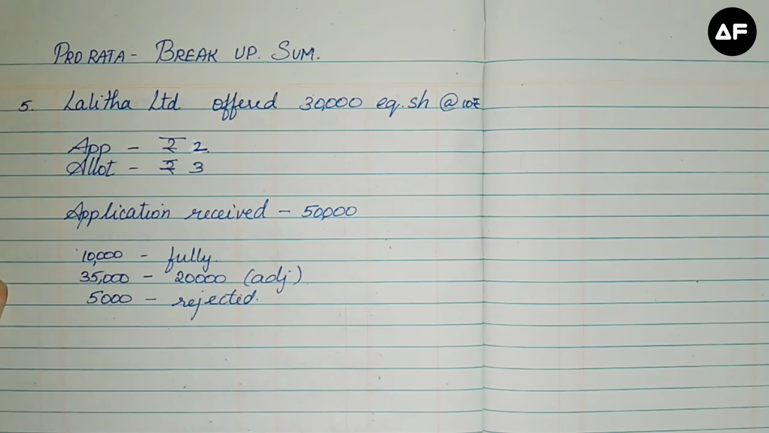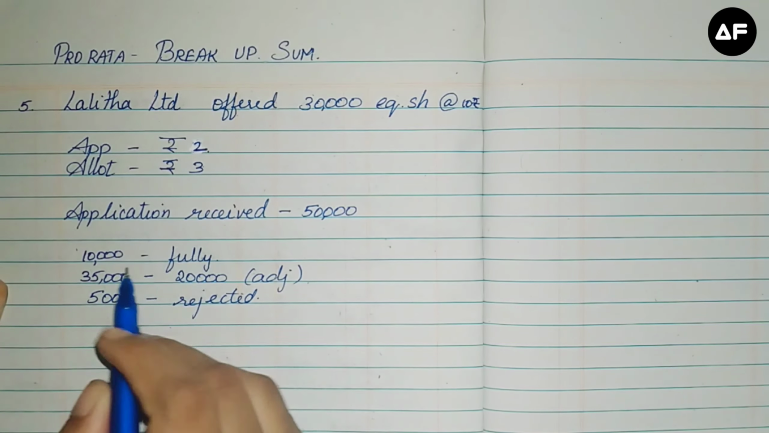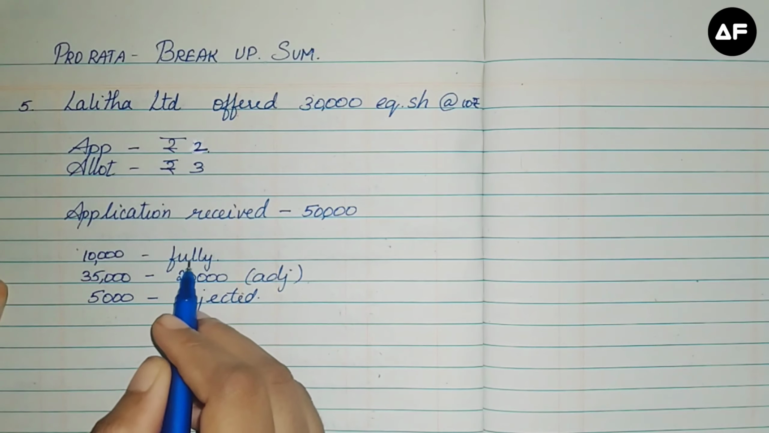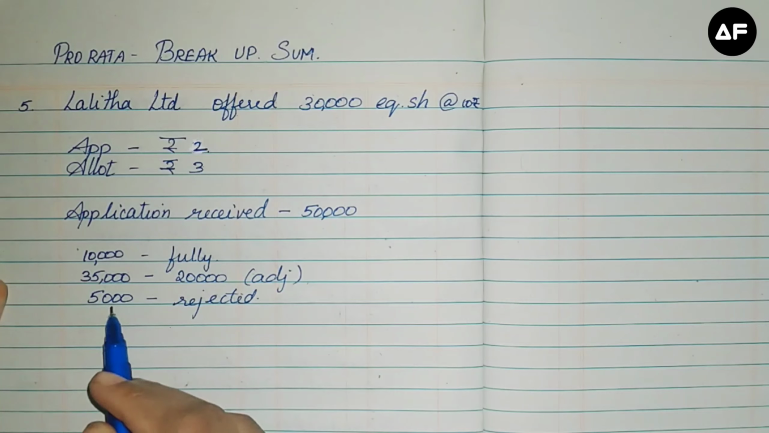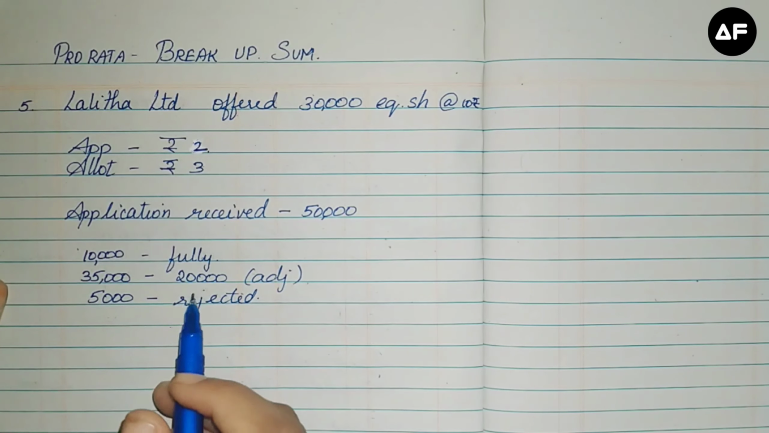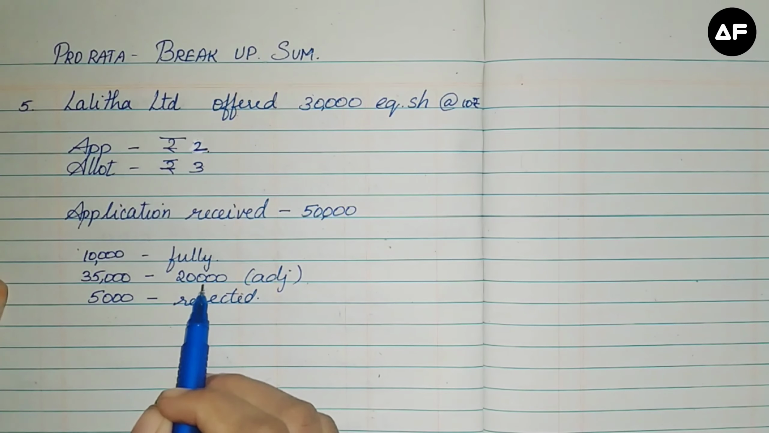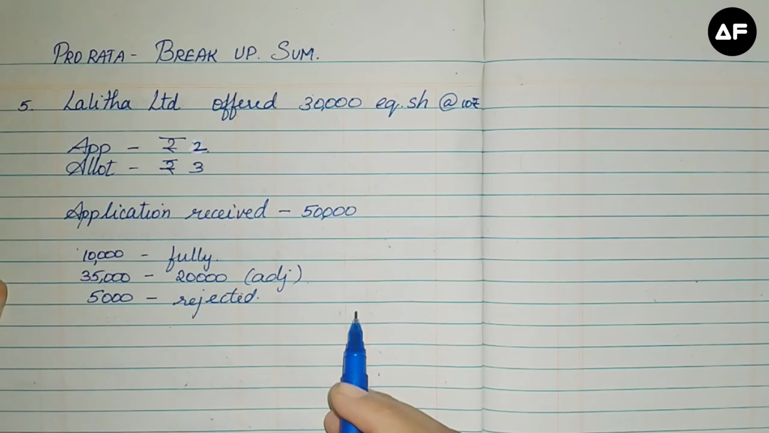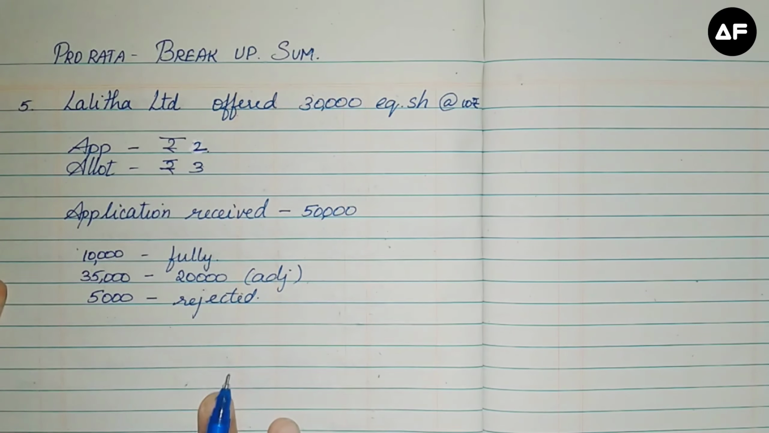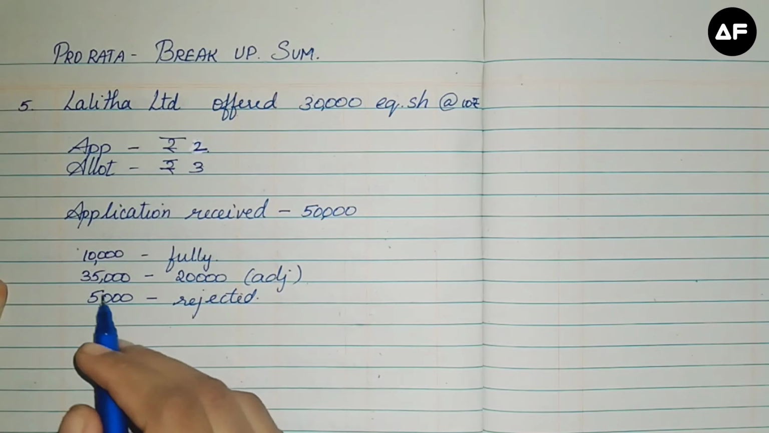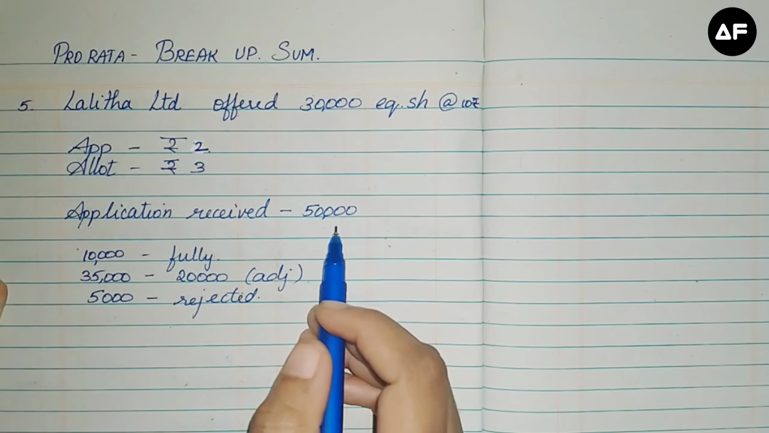The directors allotted 10,000 shares fully to the public. Remaining you have 40,000. Out of the 40,000, 5,000 was rejected. So now remaining you have 35,000. Out of the 35,000, 20,000 shares were adjusted towards the allotment money. So pro rata is basically adjusting the application money towards the allotment money. When you add all this, you get the 50,000 applications which were received.